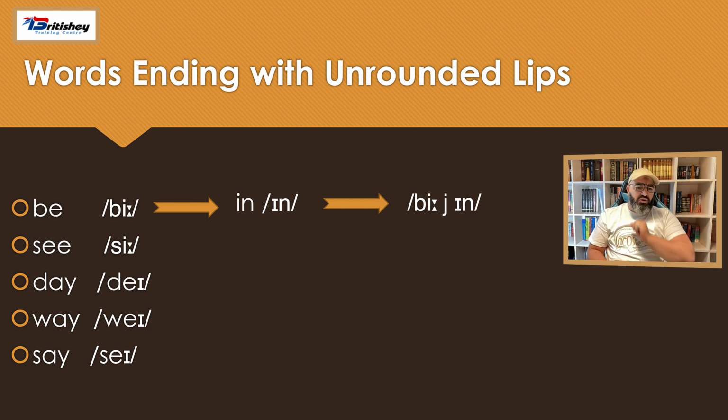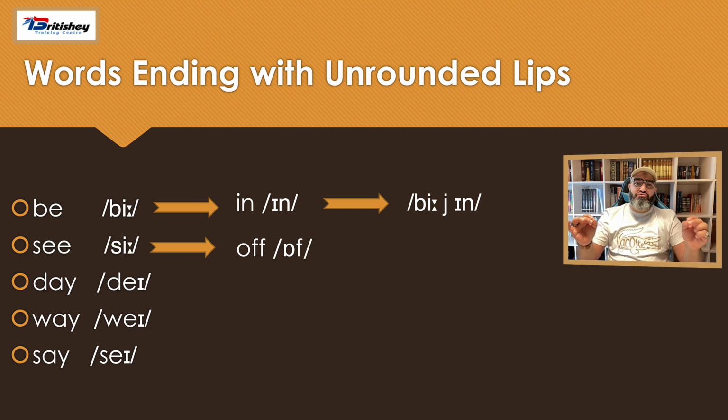Right. Now, let's go to C. And look at this. We have here off. Now, we don't want to say C off. We want to link these together. So we will say C-yoff. Again, I added a yah sound. Why? Because C ends in an unrounded vowel. So it will be like that.